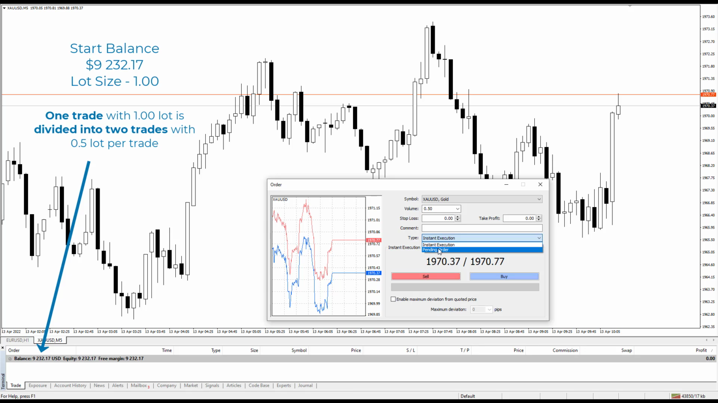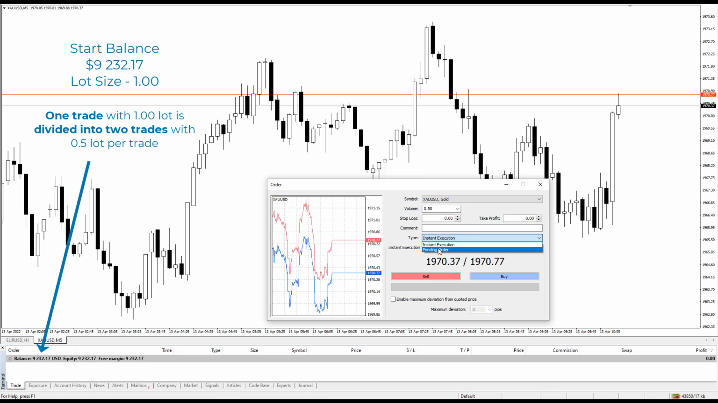In this video, I will show you how to use a twin trading technique. I will have two different examples and I will use gold currency. First example will have one trade with one lot which is divided into two trades with 0.5 lot per trade.